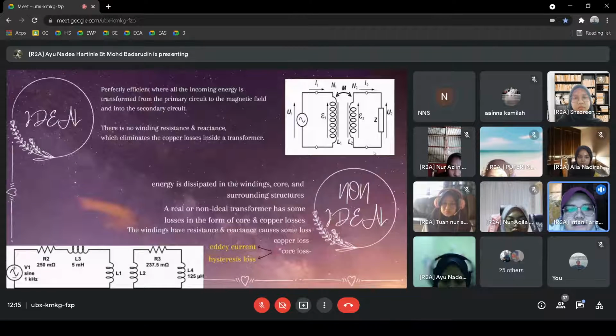In a practical transformer, the winding has resistance and reactance, which cause some loss known as copper losses, and the core has eddy current and hysteresis losses, collectively known as core or iron losses. Due to these transformer losses, the output power of the transformer is always less than input power.